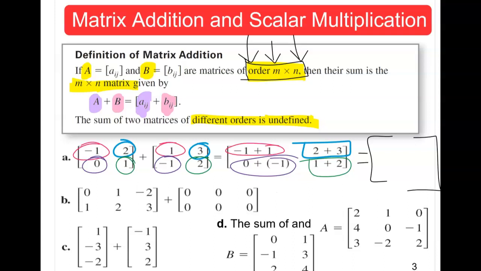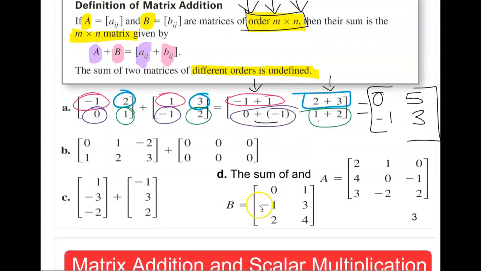So let's just finish this problem. We have here negative 1 plus 1 is 0. Then we have 2 plus 3 is 5. And then 0 plus negative 1 is negative 1. 1 plus 2 is 3. And that's it. That is our answer for the sum or the addition of those two matrices.